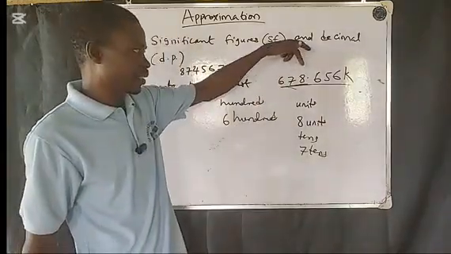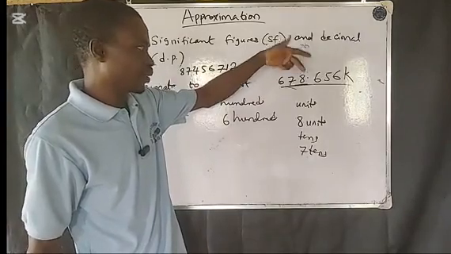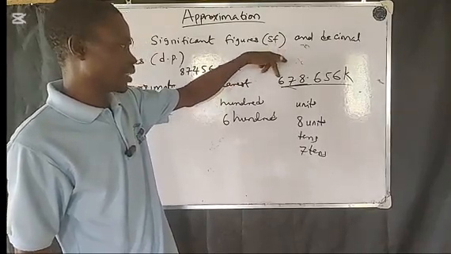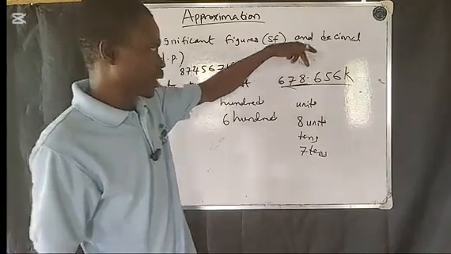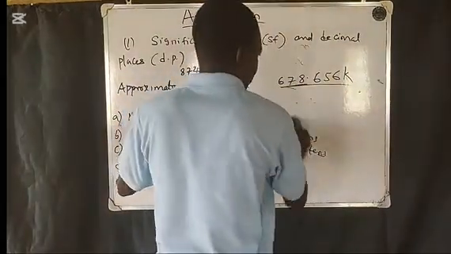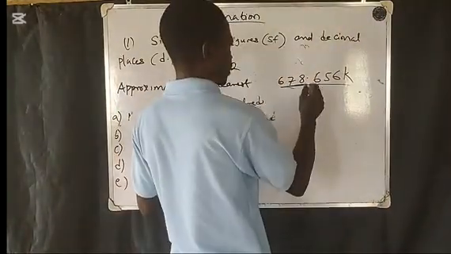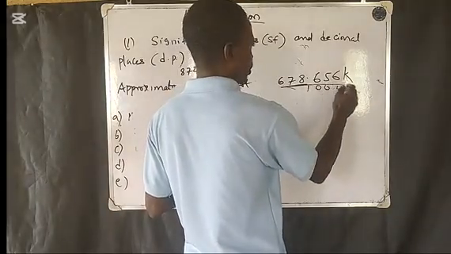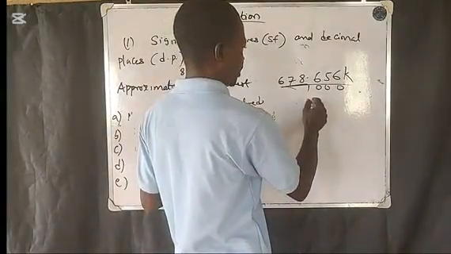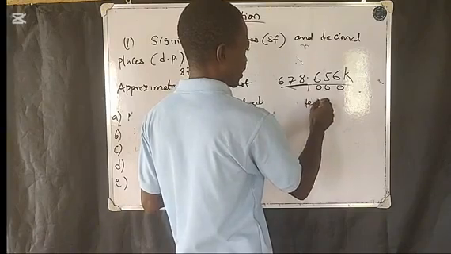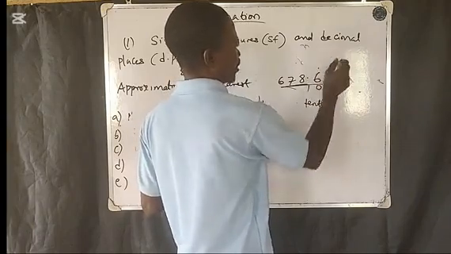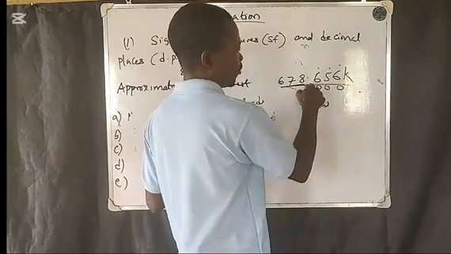Place value of 8 here is units. How many units? 8 units. Here is tens. How many tens? 7 tens. Here is hundreds. How many hundreds? 600. Then the place value of 6 here, as we have said before, this is the decimal number this time around. So you write your 1 here, 0 here, 0 here, 0 here. The place value of 6 here is tenths. The first number is tenths. This is tenths, this is hundredths, this is thousandths.